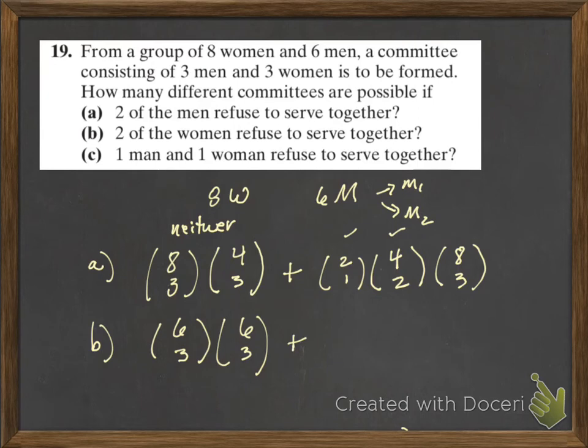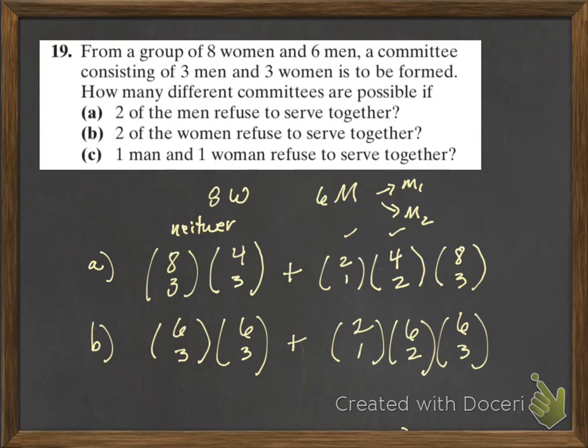Or either of them serve. So of the 2 women, choose the one that is on the committee. Of the remaining 6 women, because we're going to remove those 2 from the 8, choose the remaining 2. And then of the 6 men, choose 3.